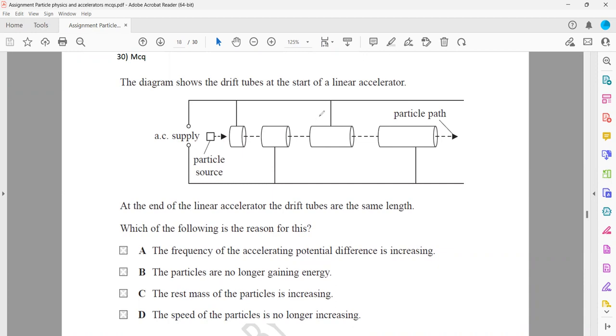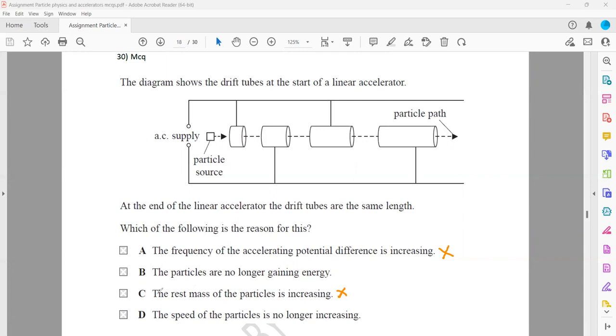The frequency of the accelerating potential difference does not increase, it remains constant. The particles are no longer gaining energy. The rest mass of the particle is increased: this is only valid if the particle moves close to the speed of light. The speed of the particle is no longer increasing.